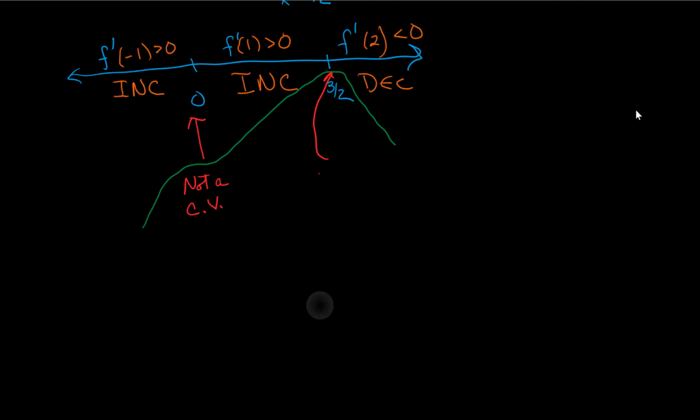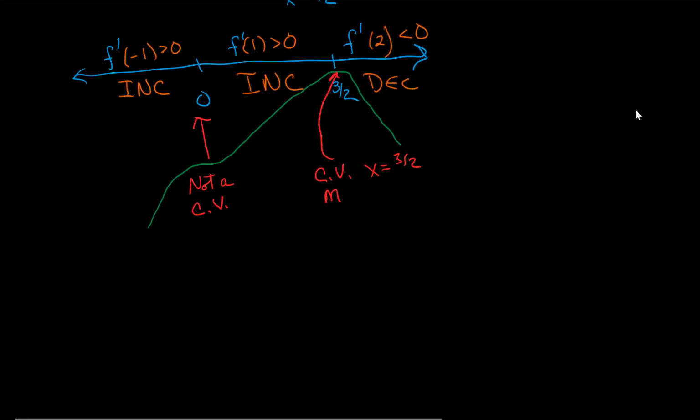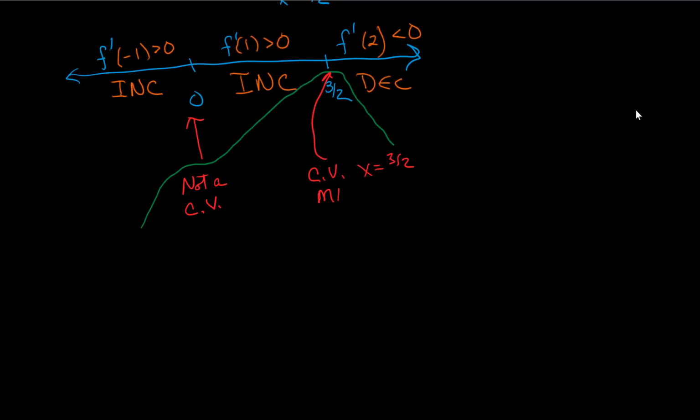This is a critical value. X equals 3/2 is a critical value. In this case, what we have is a maximum. It goes from increasing to decreasing, so it's a maximum. We can compute the critical point, which is going to be the point where the x value is 1.5. And now I need to compute the y value. Well, that's not too bad to do.